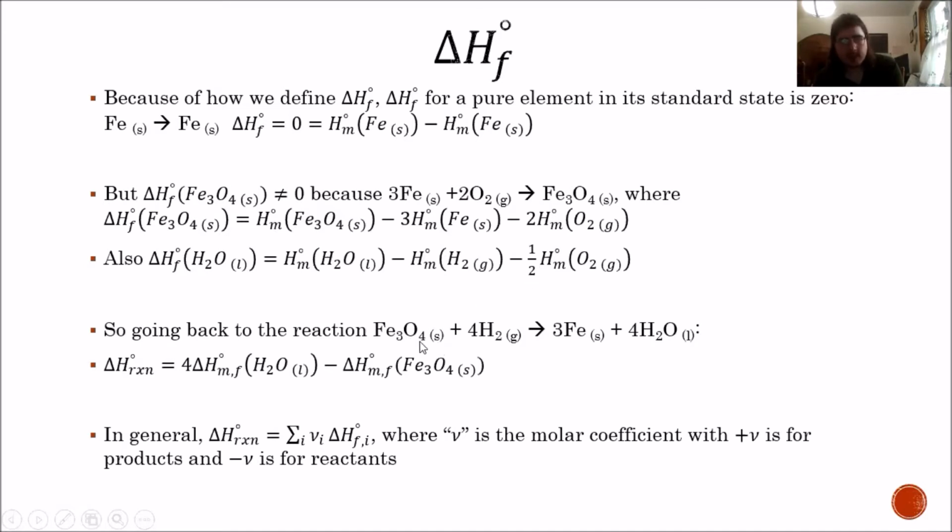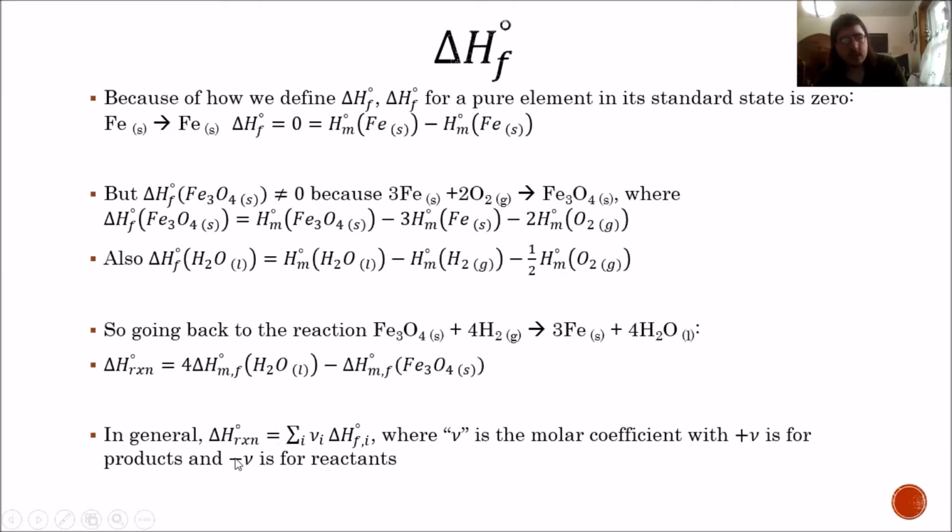Going back to this reaction, the hydrogen drops out, the iron drops out, and so this reaction simply becomes 4 times the delta H molar formation of water in the liquid state minus 1 times the standard state molar enthalpy of formation for magnetite.